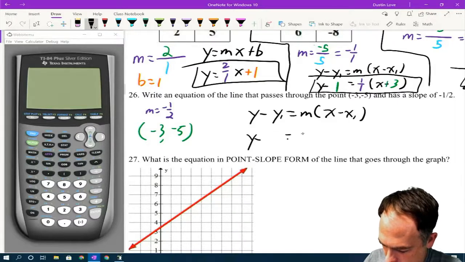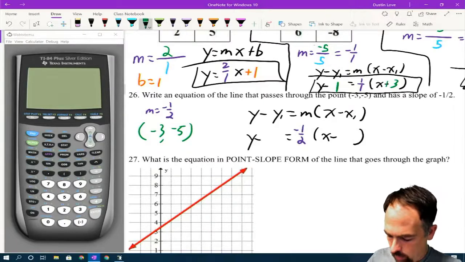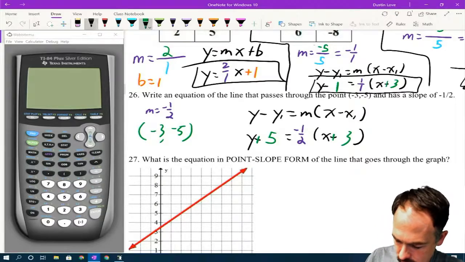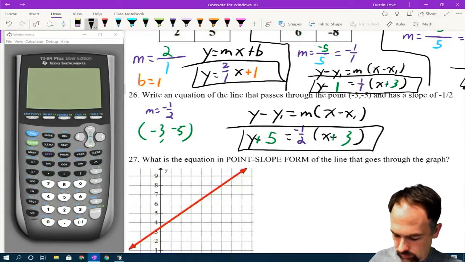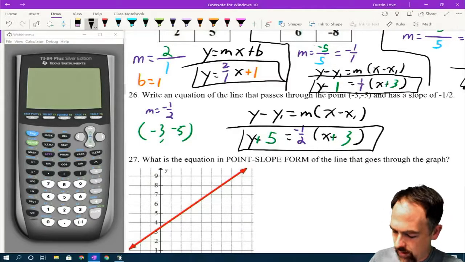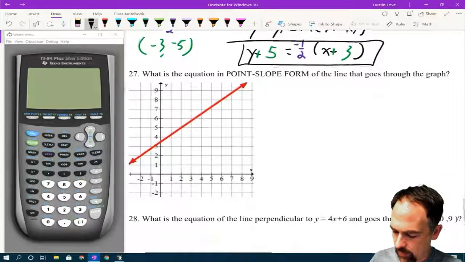Y minus, equals, parentheses x minus. Okay, slope is negative 1/2. Y1 is 5, and again that negative sign is going to become the crossbar. And then we've got negative 3, again that becomes the crossbar as well. So, thing to keep in mind there, you always end up switching signs whenever you write in point slope form.